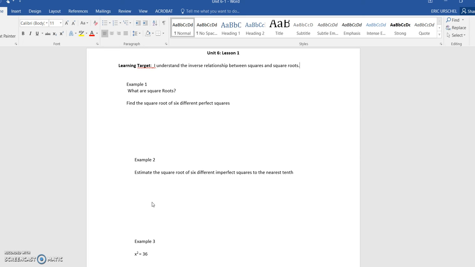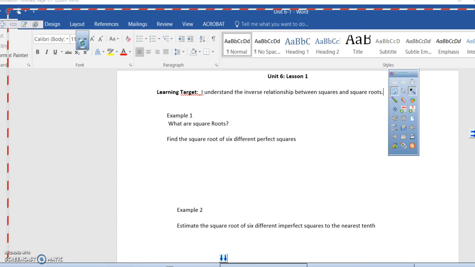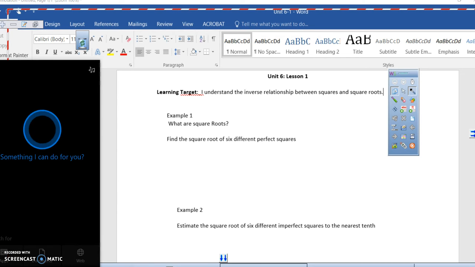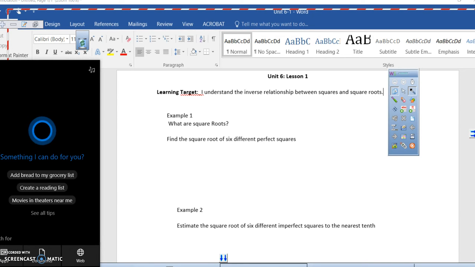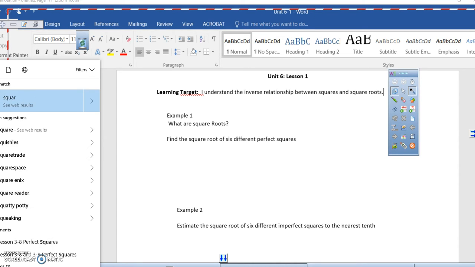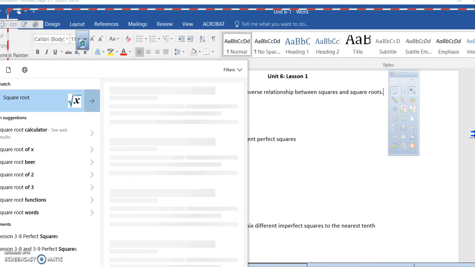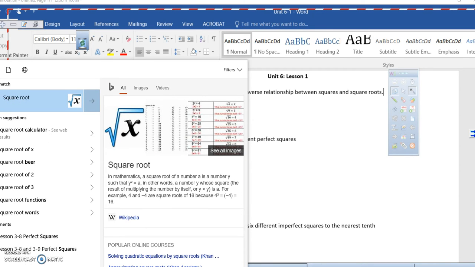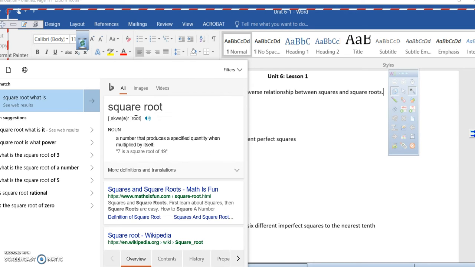So let's talk about, well, what is a square root? If we type in here, what is a square root? It tells us a square root of a number is a number that produces a specified quantity when multiplied by itself. That's what a square root is.